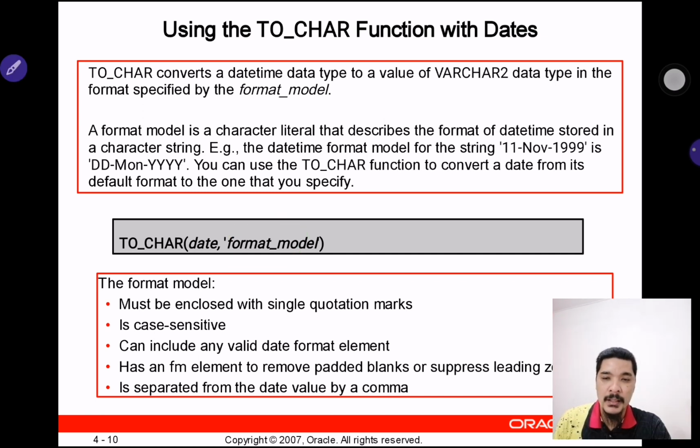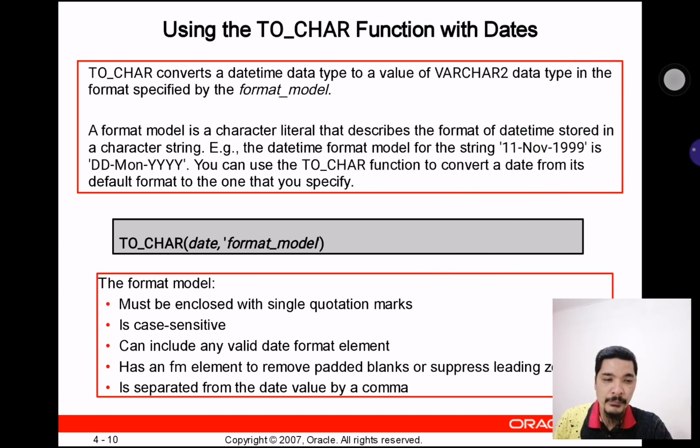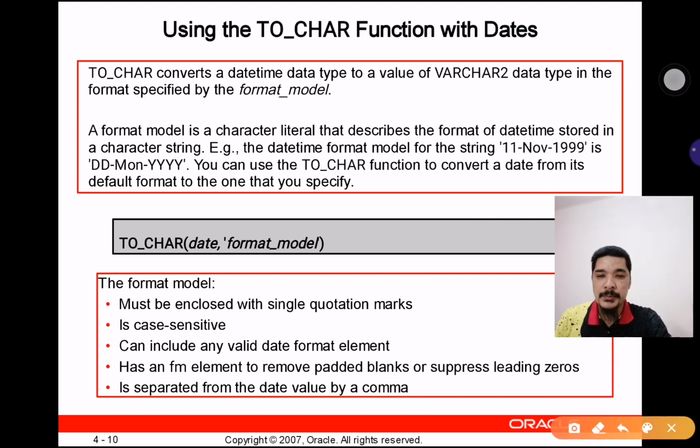Number 3, it can include any valid date format element. For example, day, month, year, and so on, as long as it's a valid date format. Number 4, it has an FM element. I will explain later what FM is here. It is used to remove padded blanks or suppress leading zeros.